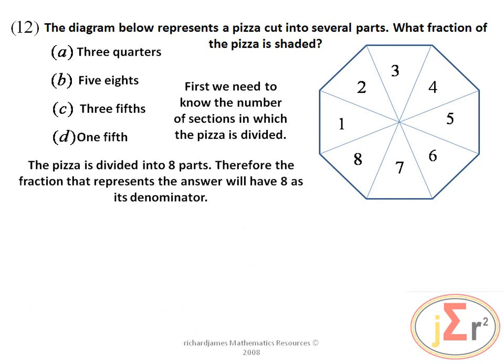The pizza is divided into 8 parts. Therefore, the fraction that represents the answer will have what? 8 as the denominator. Okay? So, the problem is saying that we should determine the fraction of the pizza that is shaded. Of course, we are not looking at the part that is shaded as yet. We have determined that it is divided into 8 parts. So 8 will be the denominator of the fraction that we are looking for.